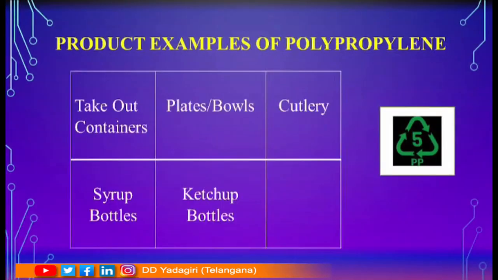Now, 5 means PP. These are all the articles which are made up of polypropylene. Takeout containers, different plates and bowls, cutlery, syrup bottles, ketchup bottles, etc. On these, you can find a number 5 written PP on the containers. Even the fridge covers and computer covers are also made up of it.